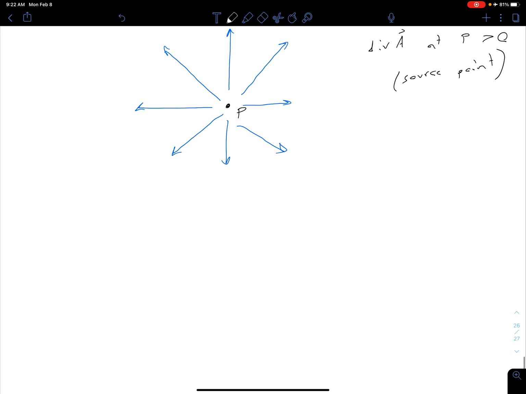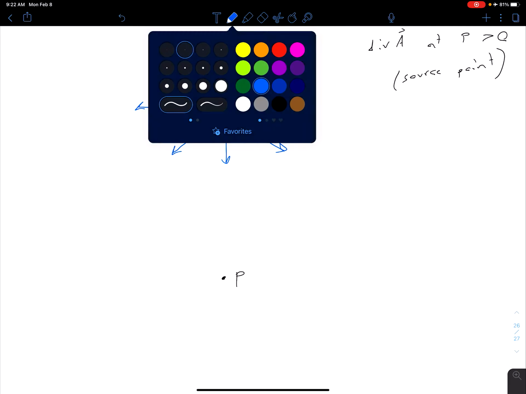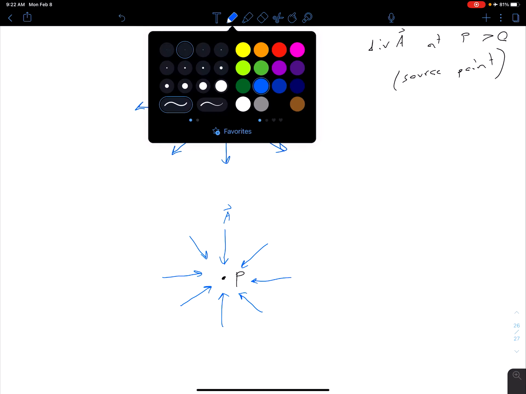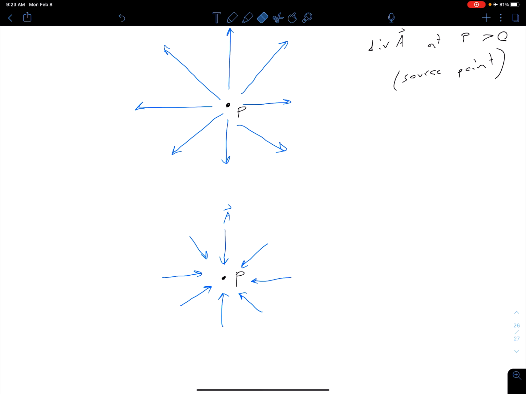Conversely, we could just flip all of these arrows around. Let's say we have this point P, and now we have some vector field A, which is always pointing towards this point P. Again, this is our vector field A, just with switched directions. And so in this case, the divergence of A at P would be negative, so less than 0. And we would say in this case, we have a sink point.